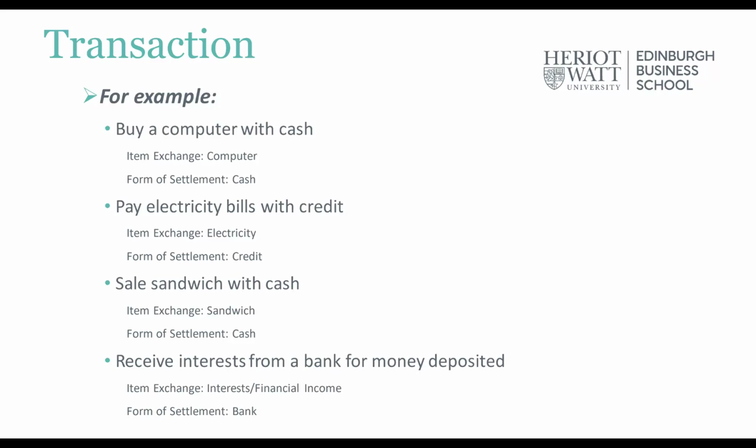Then the form of settlement is what? Is credit. Okay. You were buying on credit. You understand? You sell sandwich with what? With cash. The item, you see, sandwich. But the settlement is what? Is cash. Okay. You receive interest from the bank for money deposited. The item is the interest, which is the financial income. And the form of settlement is using the bank.